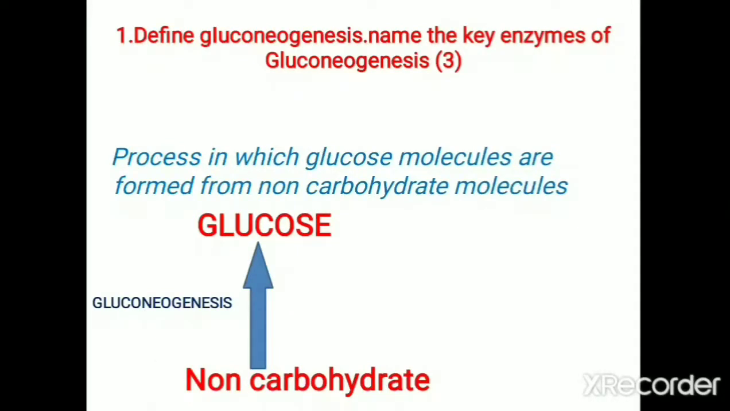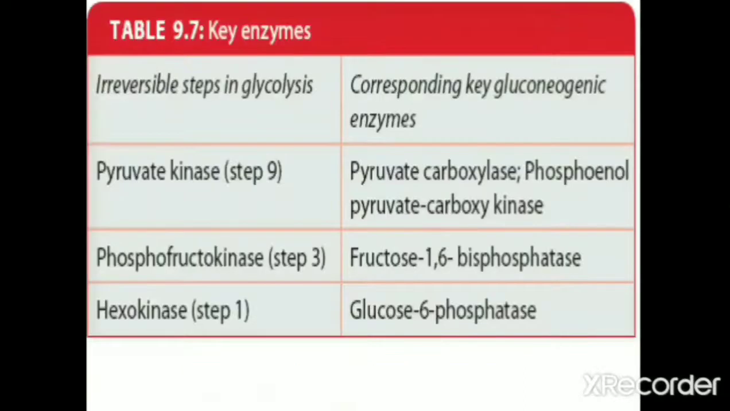The second part is to name the key enzymes of gluconeogenesis. In glycolysis there are three irreversible steps, which are mediated by three enzymes. One is pyruvate kinase, which mediates the conversion of phosphoenol pyruvate into pyruvate; phosphofructokinase, the major rate limiting enzyme in glycolysis; and hexokinase. These are the enzymes which mediate irreversible steps in glycolysis.